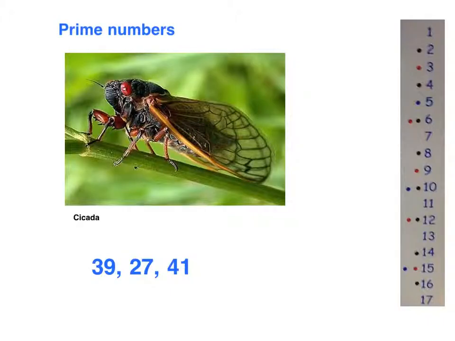Now, prime numbers are numbers that only ever have two factors, and the factors are always 1 and themselves. So, for example, 19 is an example of a prime number, because the only way you can make 19 by multiplying is by doing 1 times 19. 19 doesn't go into 2, doesn't go into 3, 4, 5, so it's a prime number.